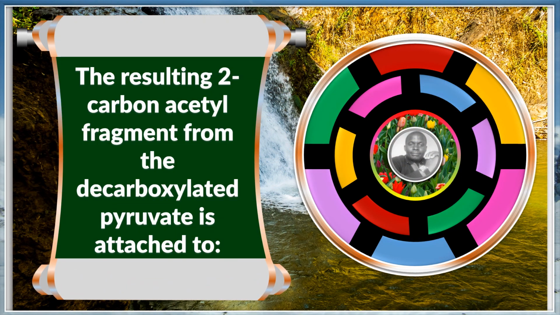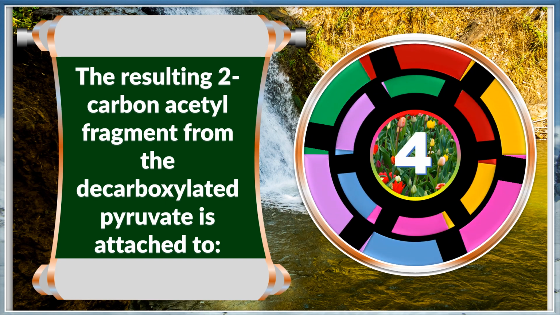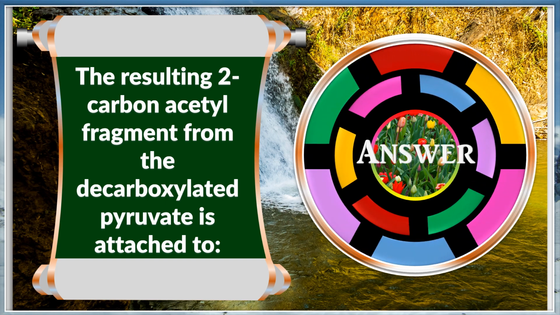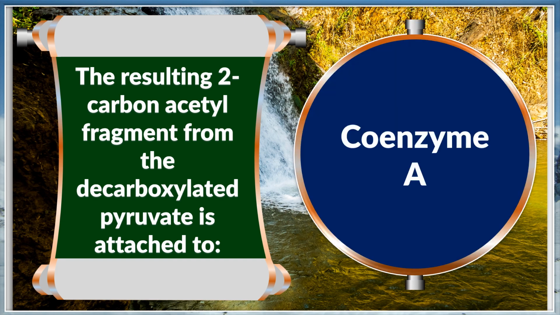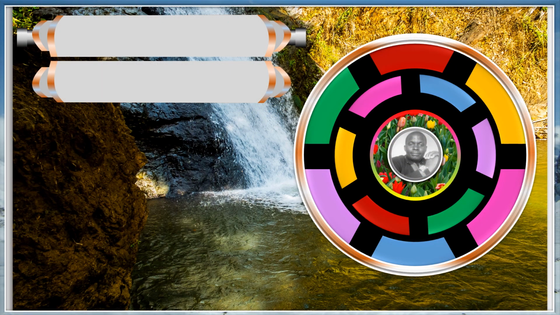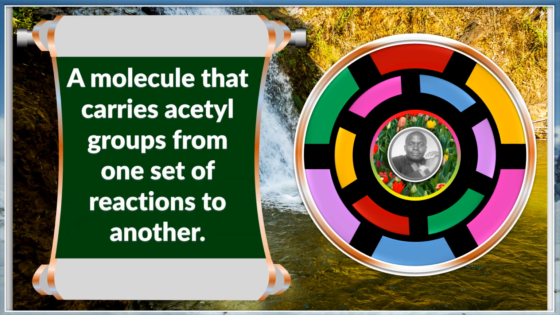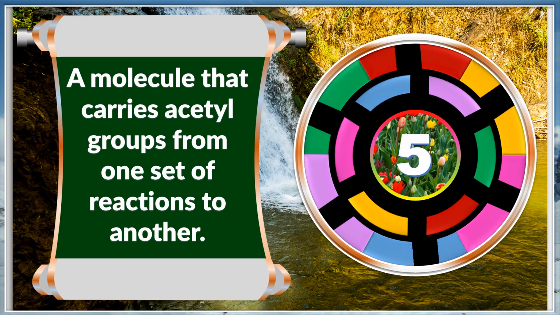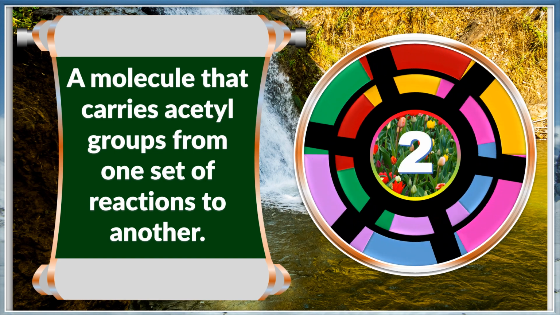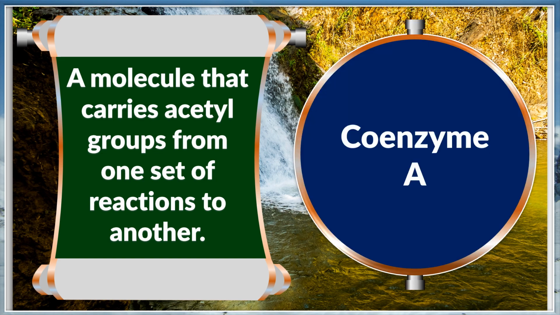The resulting 2-carbon acetyl fragment from the decarboxylated pyruvate is attached to coenzyme A. A molecule that carries acetyl groups from one set of reaction to another. Coenzyme A.